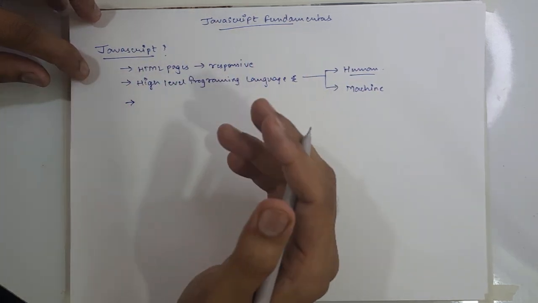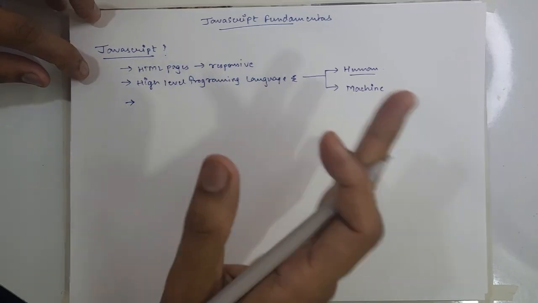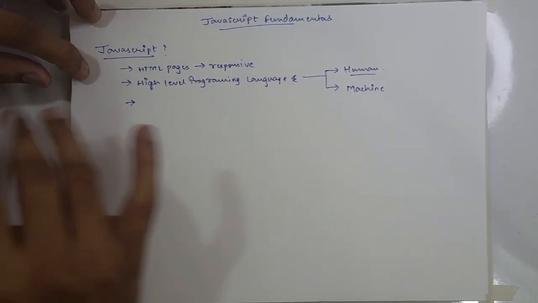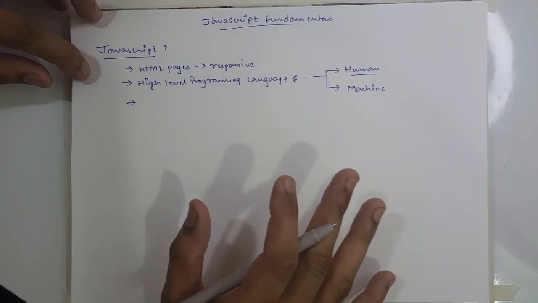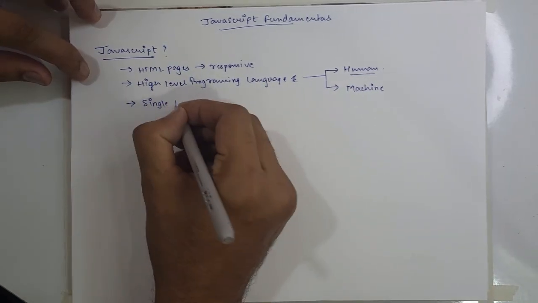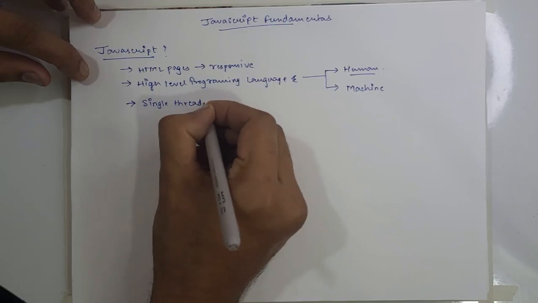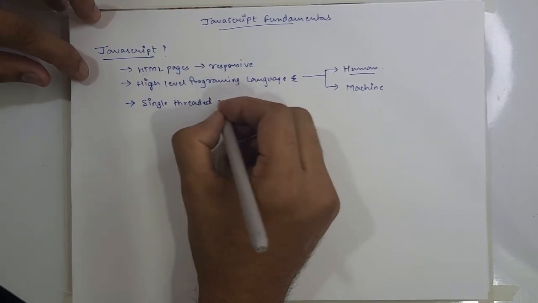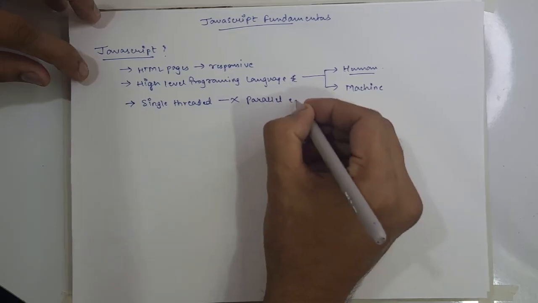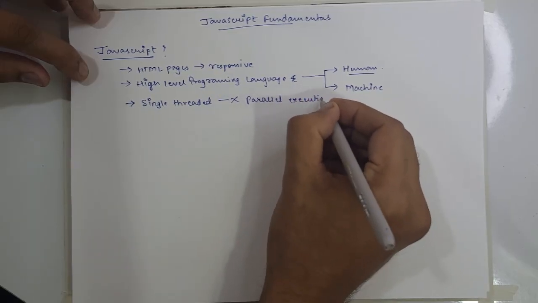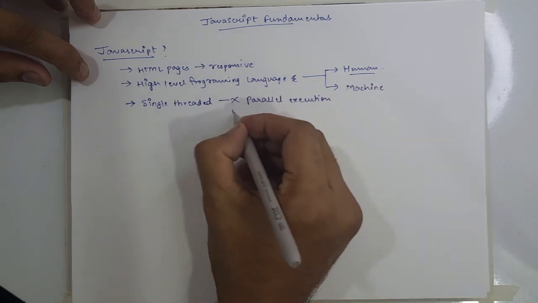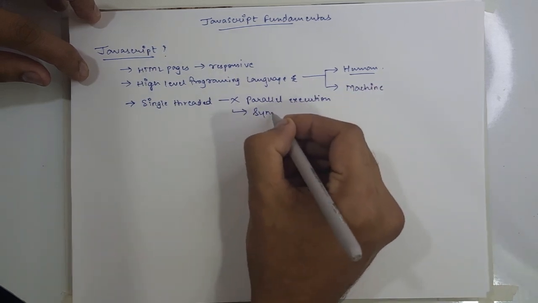It's a combination of interpreted and compiled language. We'll talk about what interpretation and compiling are later on. But in a nutshell, it's a high level programming language that is single threaded by default. What is single threaded? Single threaded means no parallel execution, just synchronous execution, one after another.